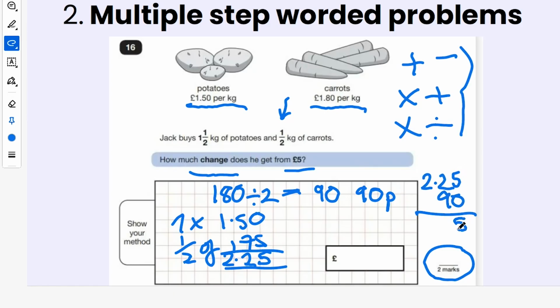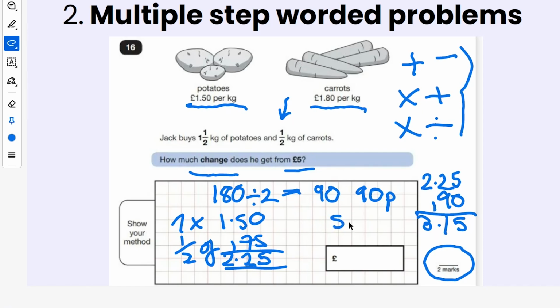0 and 5 is 5. 2 and 9 make 11, carry 1. 1 and 2 make 3. So the total cost of these vegetables is £3.15. But we know we may have got a mark at this point, but we're not going to get the second mark unless we work out the change. So that's what the last step is, we're going to have to take £3.15 away from £5.